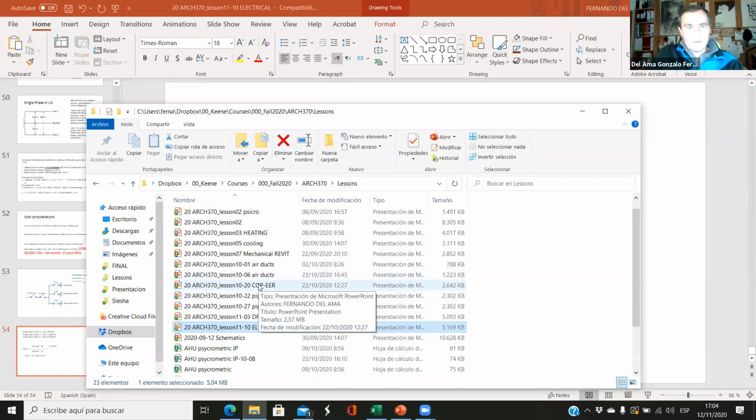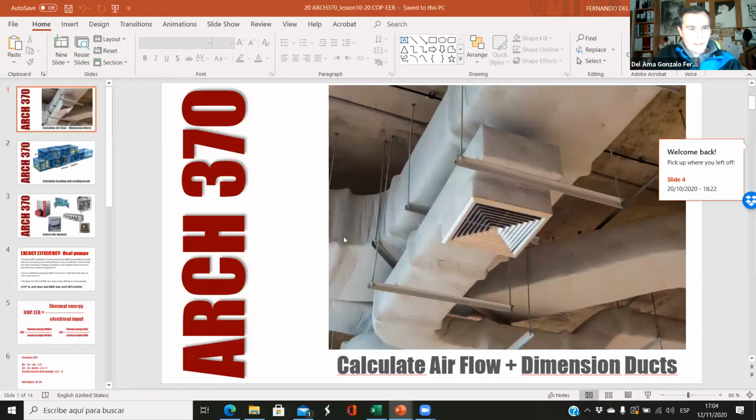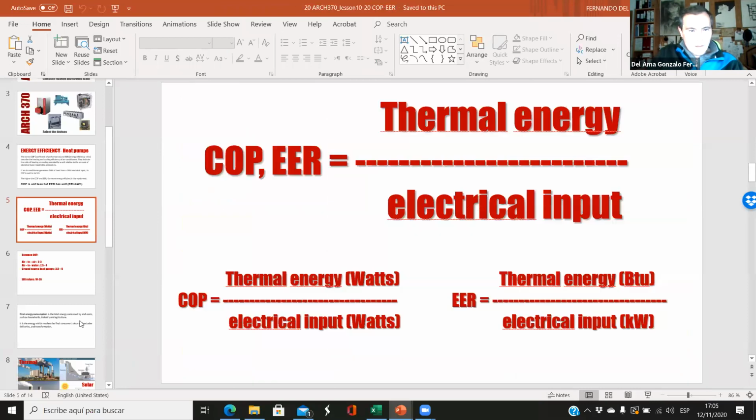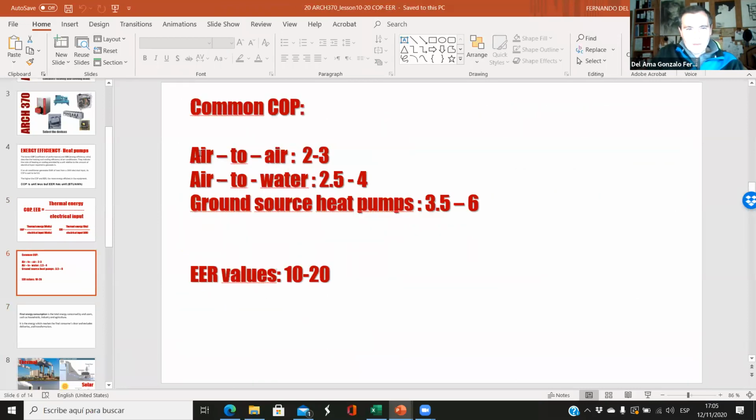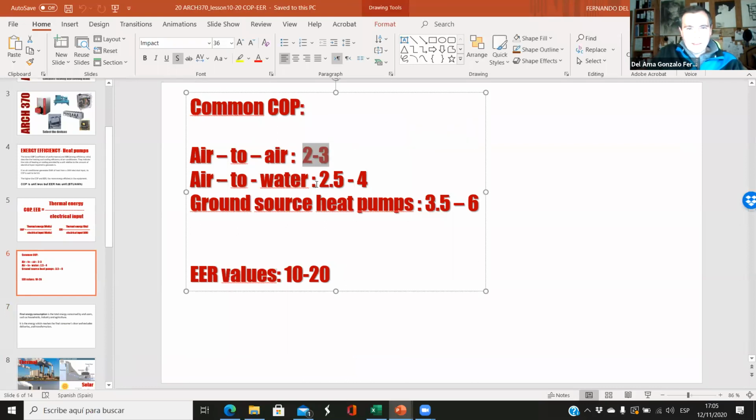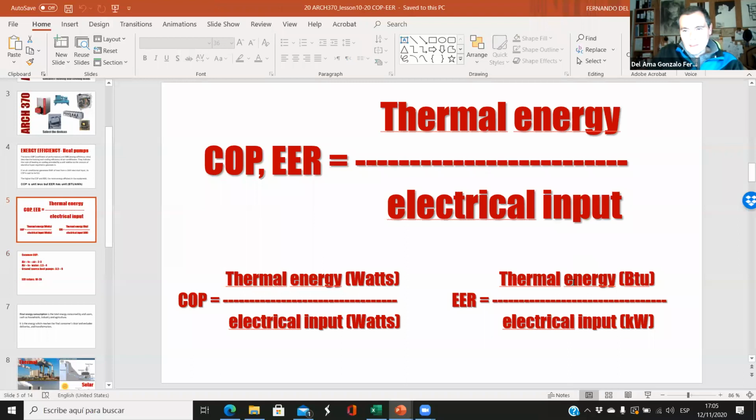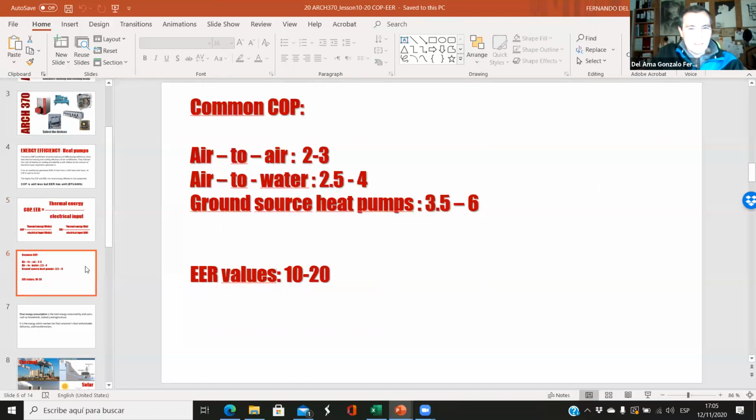Okay, so there's a lesson on COP and EER. If we are dealing with air-to-air systems from 2 to 3, air-to-water, ground source heat pumps up to 6, we're using COP. We're not using the EER because the EER is BTU divided by watts. I don't like this figure. So we're dividing watts by watts, the same units.